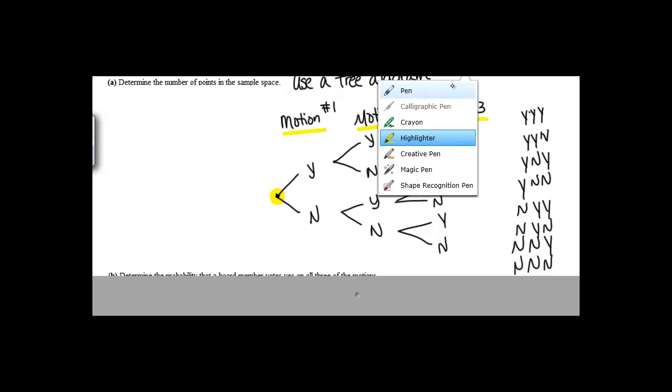So I've listed all of those different outcomes, which gives me a sample space of 1, 2, 3, 4, 5, 6, 7, 8. So we have 8 points in our sample space.